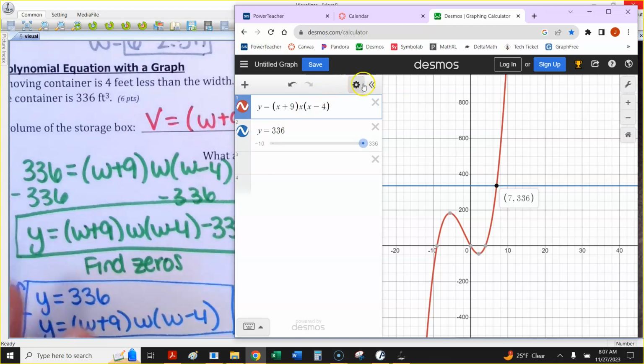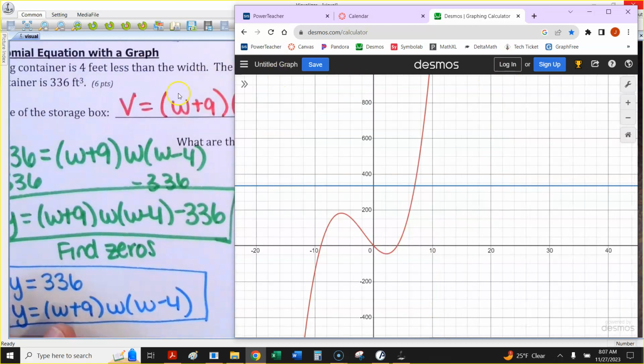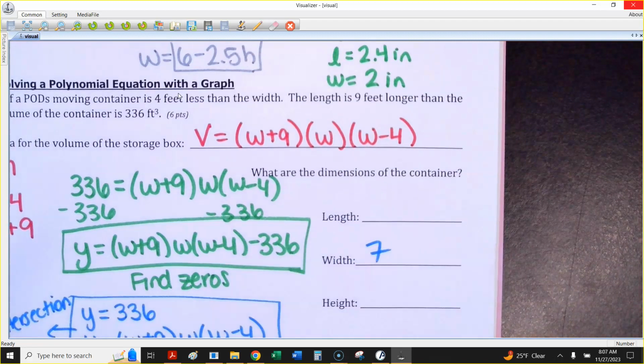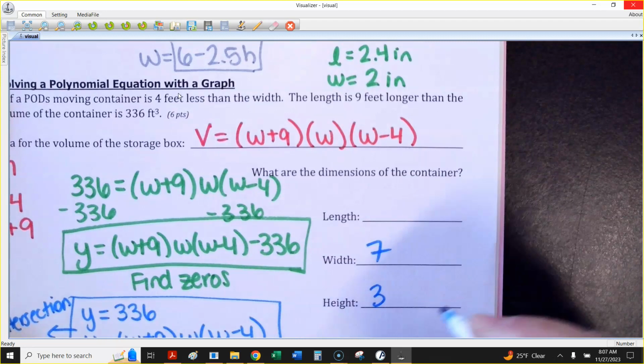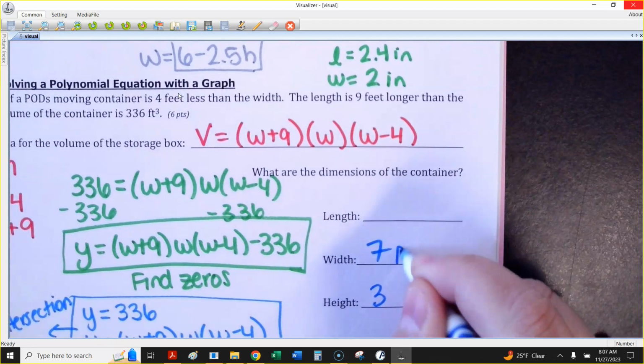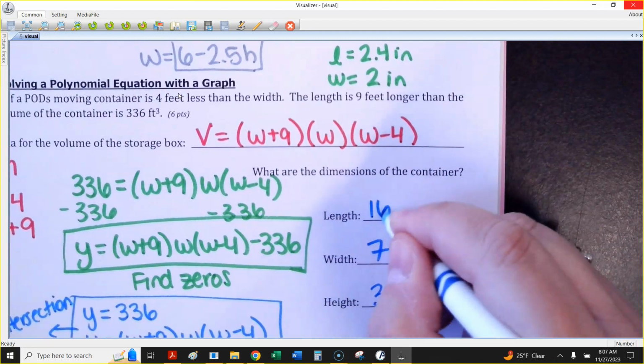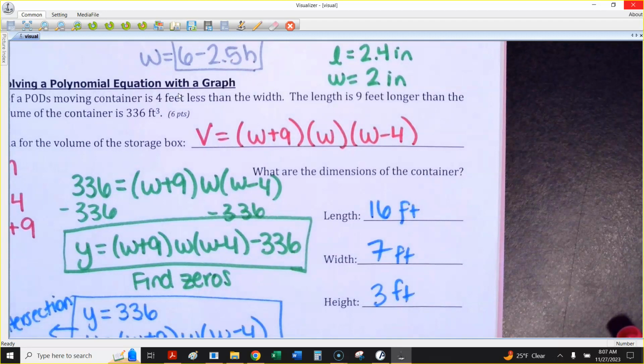And then I can come over and move that out of the way. All right, so if my width is 7, to get my height, I'm just going to subtract 4 from that. So that'd be 3. What are the dimensions here? This is in feet. And my length is the width plus 9, so this would be 16. And if we multiplied those 3 numbers together, we should get that 336 if we wanted to check for our volume. So 2 different ways to do that.